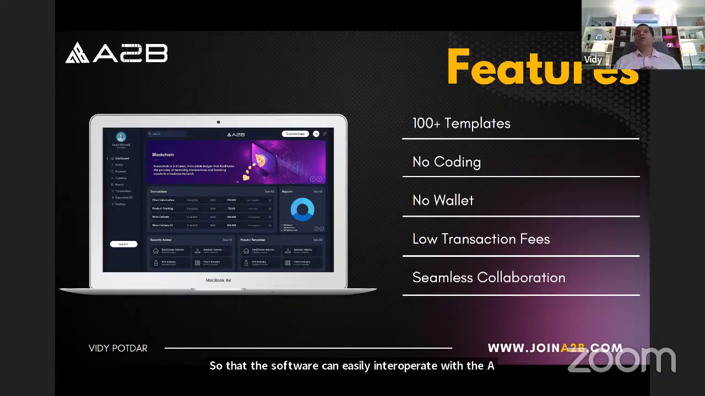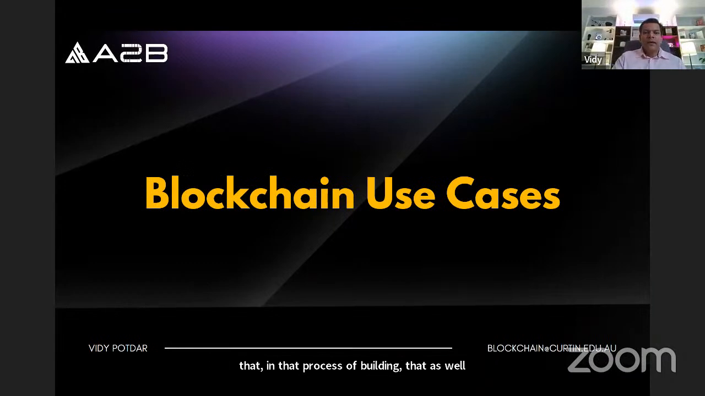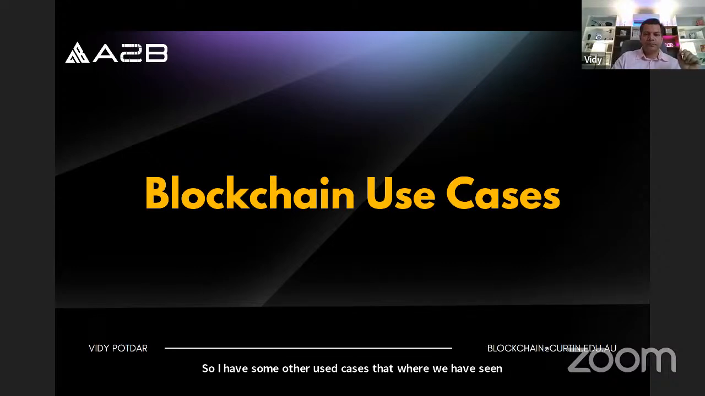And the way that we are going to do it is to expose our APIs. By exposing our APIs, companies can write specific code or logic to use our APIs to build that connection themselves. So we are in the process of building that as well. I have some other use cases where we have seen companies come to us and start to use A2B.